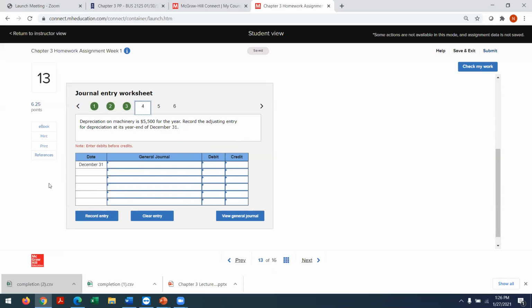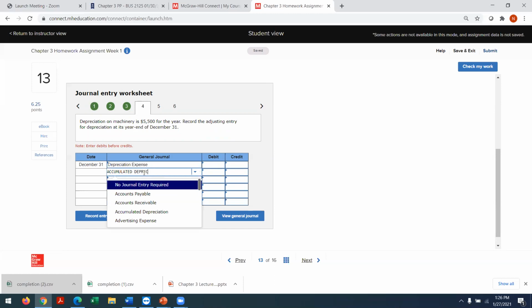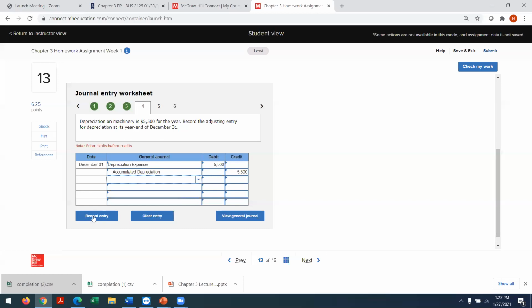Now, depreciation on machinery is 5,500 for the year. Record the adjusting entry for depreciation as it's year end of December 31st. What do we debit? Would it be depreciation expense? Yes. And we credit our accumulated depreciation, which is that contra account I was telling you about. Okay.